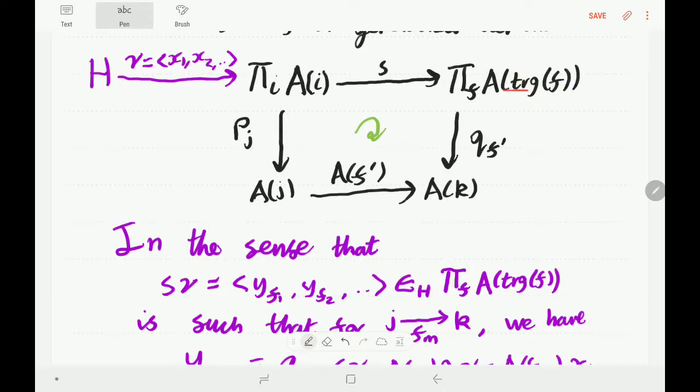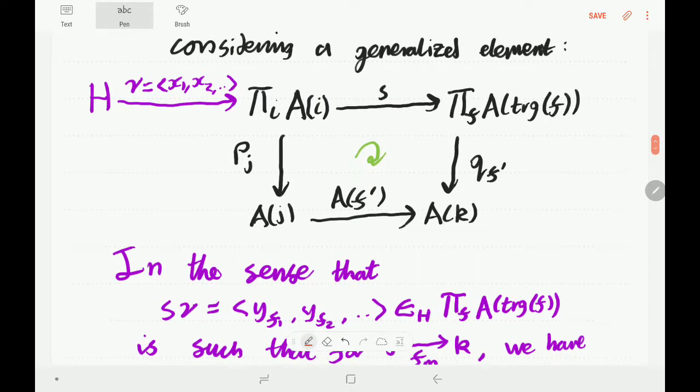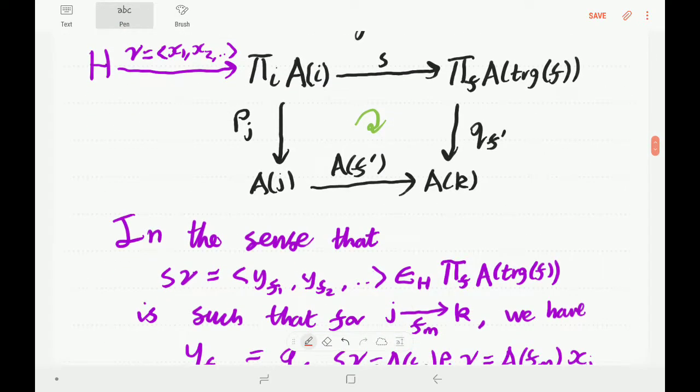And how is this defined? If we call this tuple y_f1, y_f2, and so on, then y_fm is going to be q_fm S v. And according to this diagram, doing q of f_m is equivalent to doing A f' and p_j. So what this is basically saying is that the way this tuple of arrows is defined is that y of f_m equals A f_m x_j.